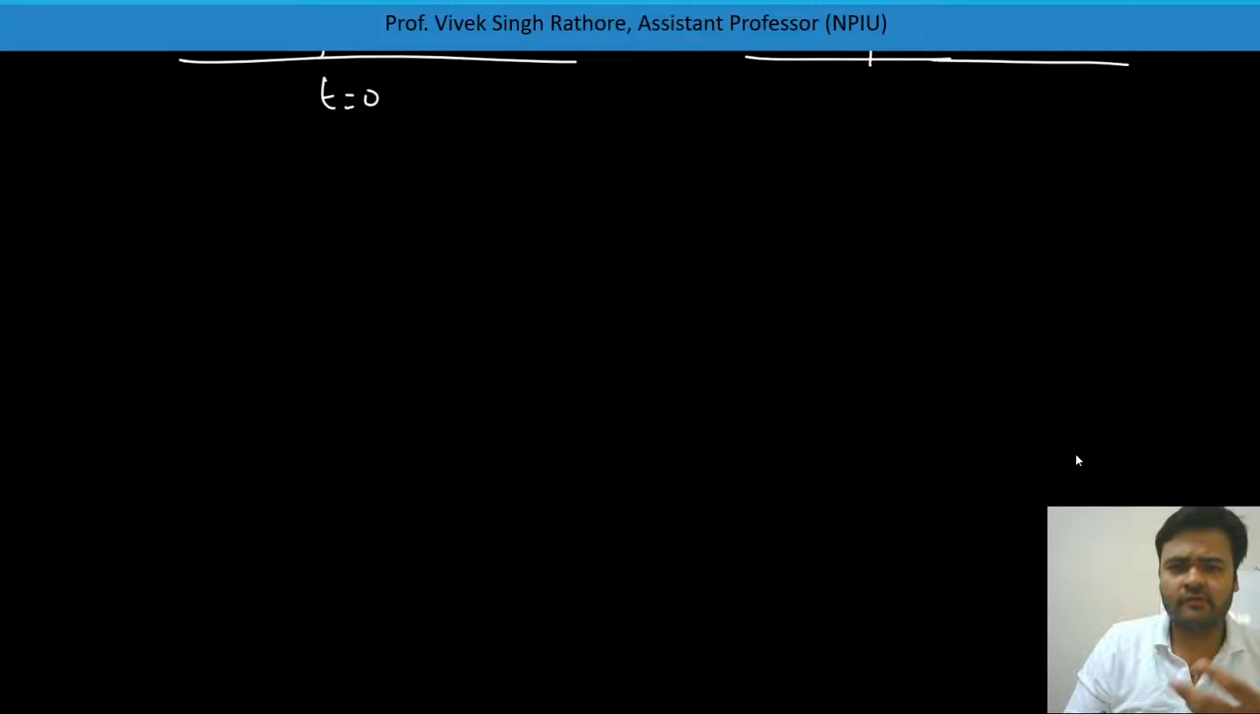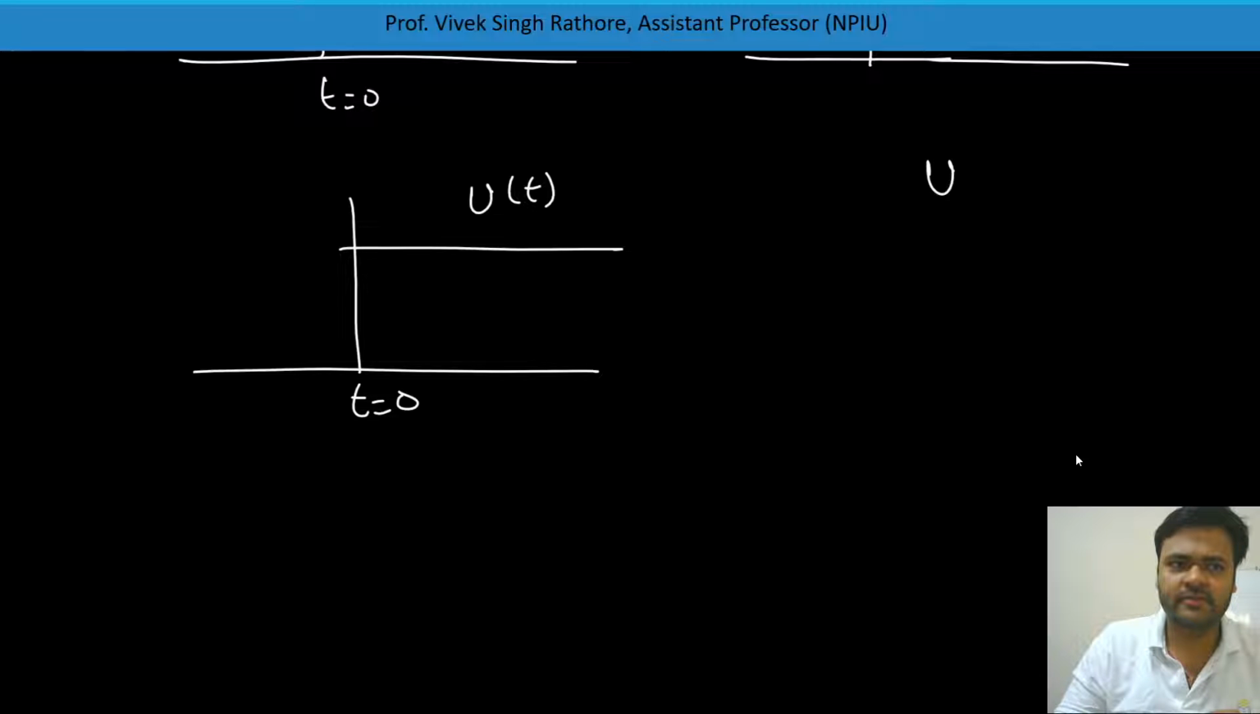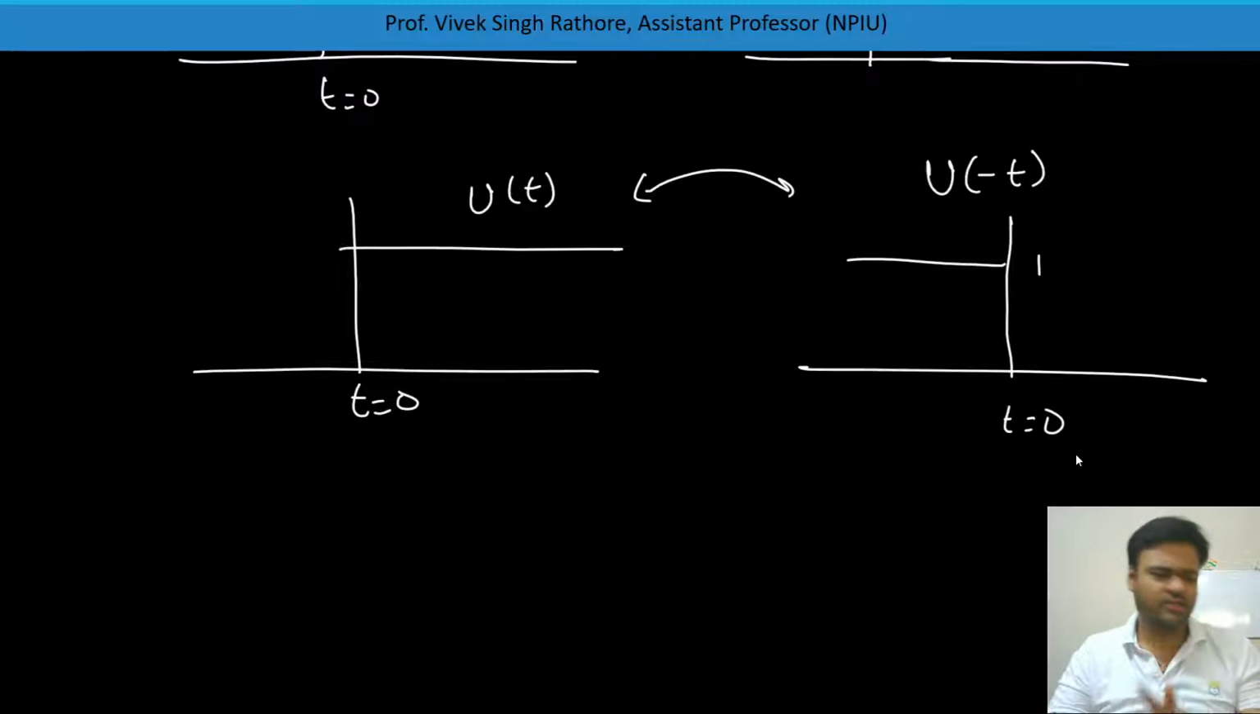Second, if we do time reversal, what happens? This is our u(t) signal. When we do time reversal on the unit step signal, it becomes u(-t). When we do time reversal, we just rotate it across the y axis. So here it becomes a signal like this, and this is 1, at t equal to zero. So you can see the change in time reversal. There is an absolute change, no problem with that.